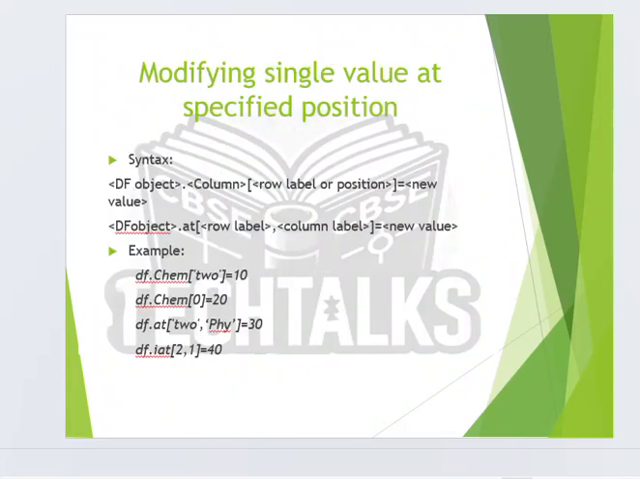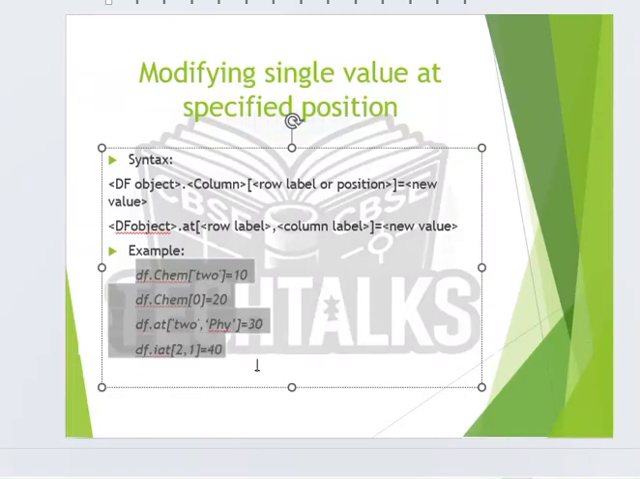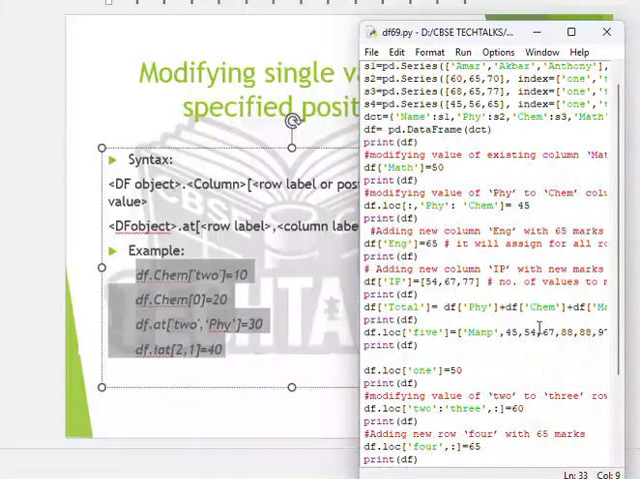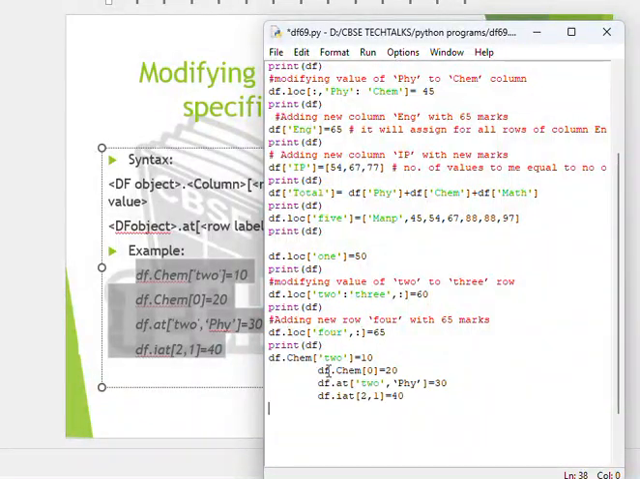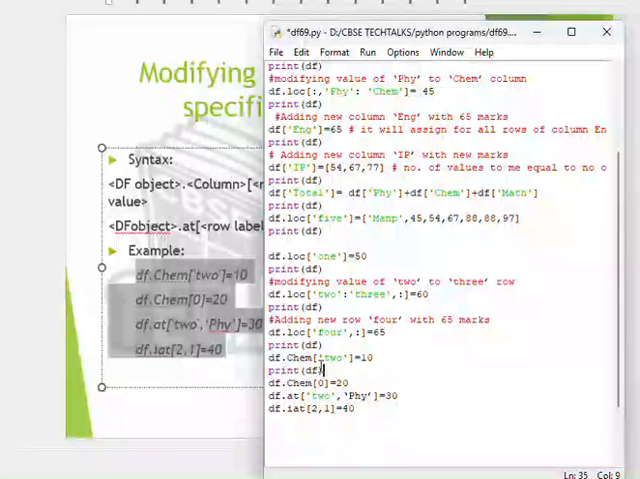Okay. Now, modifying a single value at a specific position. We can modify a particular position also. This is on the positional value. Here we did it with the location or label, now it is the positional values. Again, I told you to use the print command after all the changes. So after physics I want print df. Let me copy df, print df at all the places.